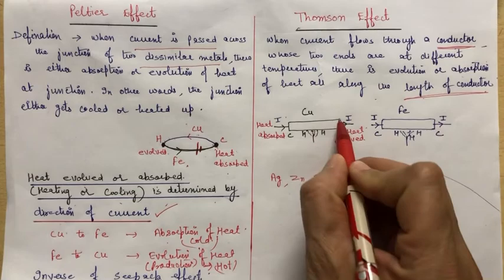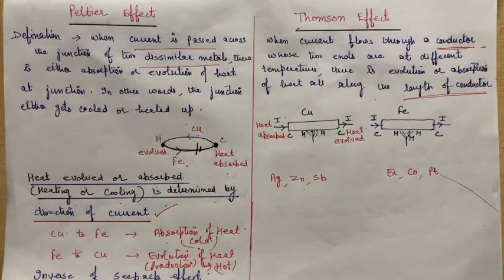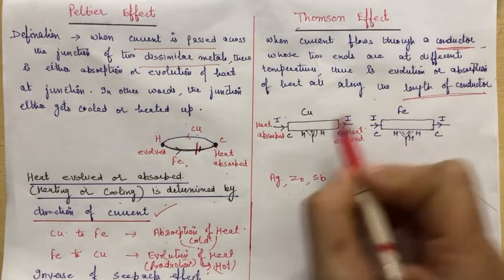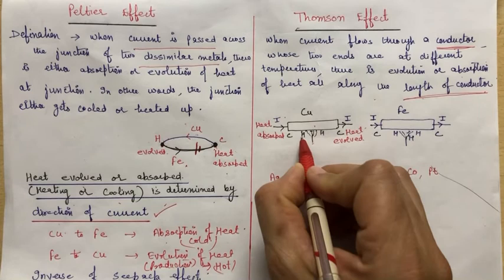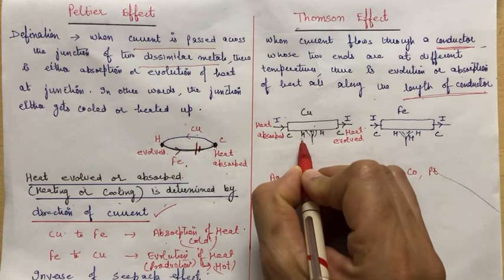That is of copper. And when we heat this, suppose we unequally heat the conductor. So suppose we heat from the center of this conductor. When we heat this conductor, this end becomes hot. If this is hot, then this will become cold.